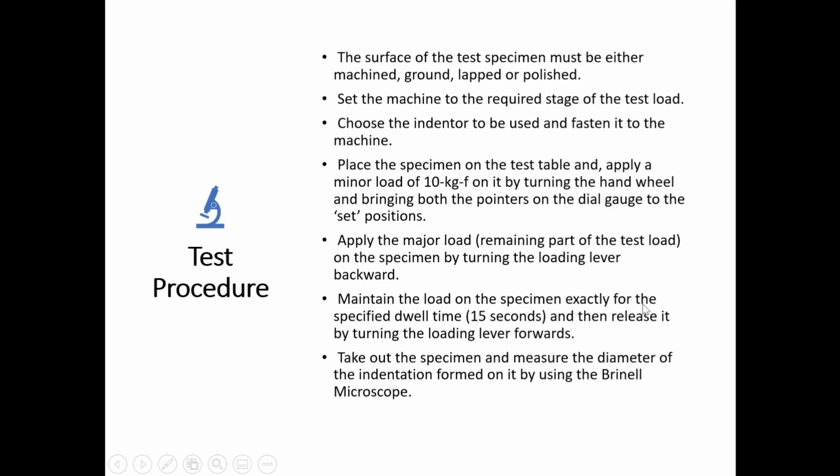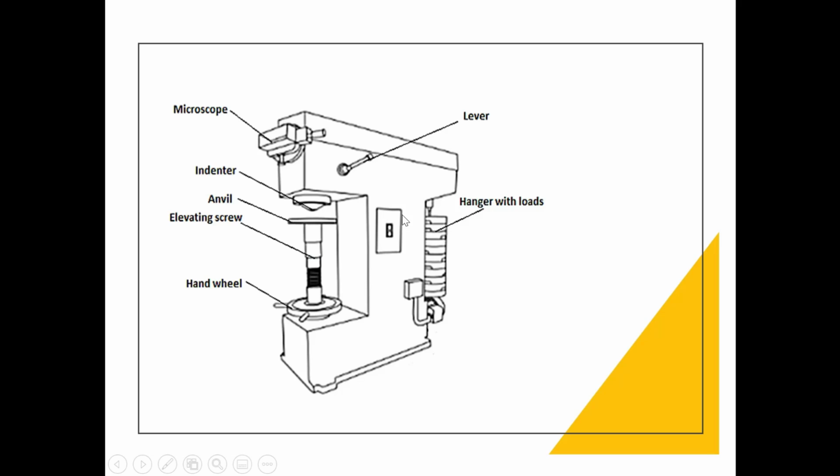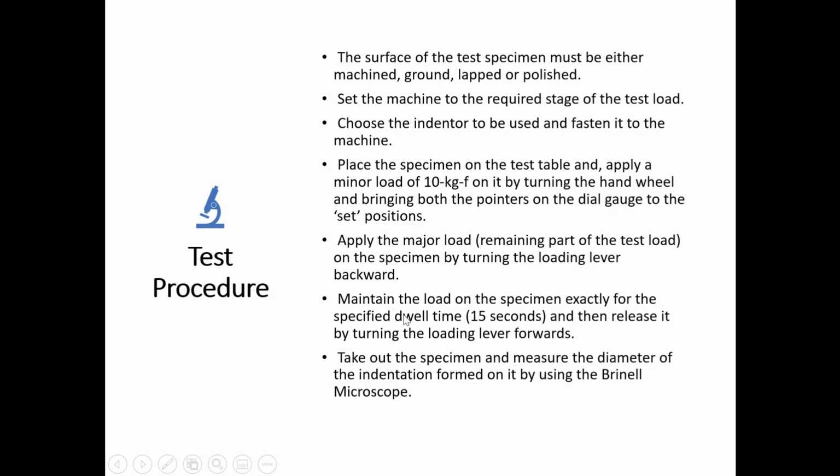Maintain the load on the specimen exactly for the specific dwell time, that is 15 seconds mostly, and then release it by turning the loading lever forward. So, keep the lever on the backward position for 15 seconds, that is considered as dwell time, and after 15 seconds pull the lever forward. So, it will unload the material. Take out the specimen and measure the diameter of the indentation formed on it by using Brinell microscope.